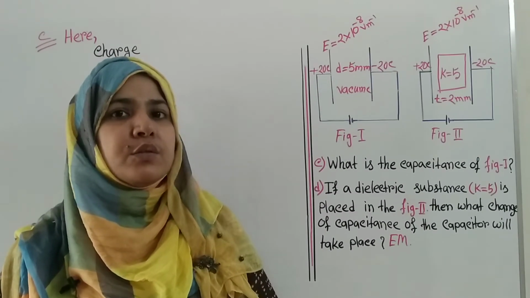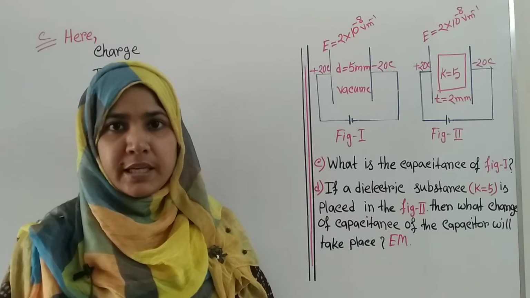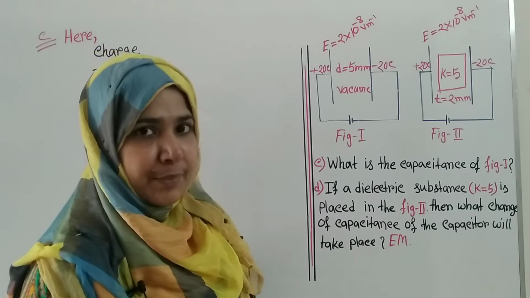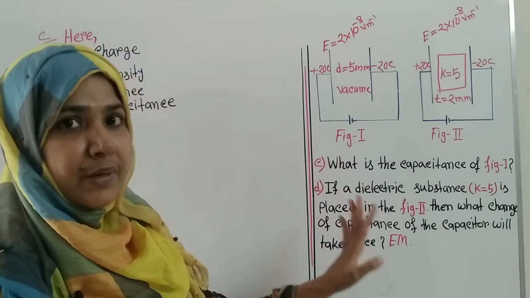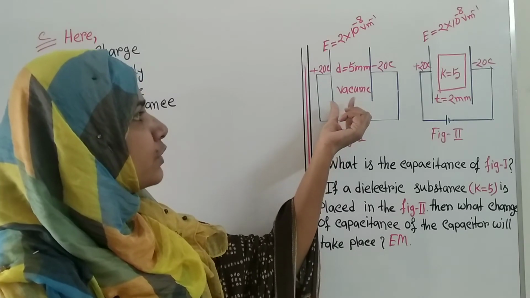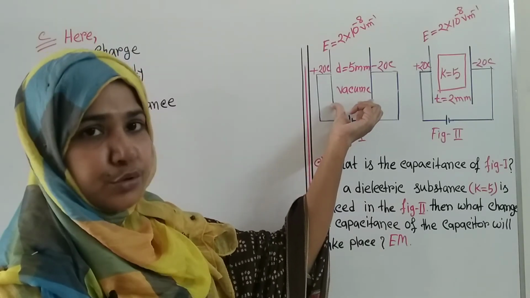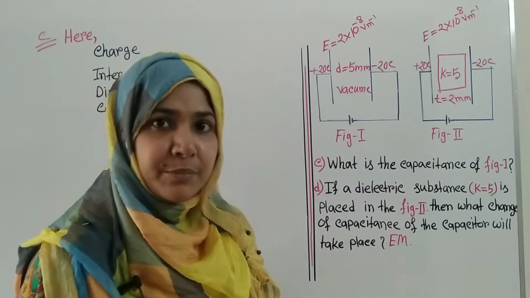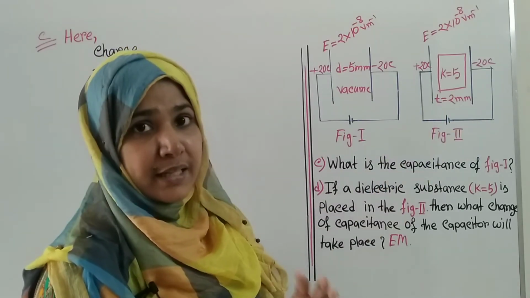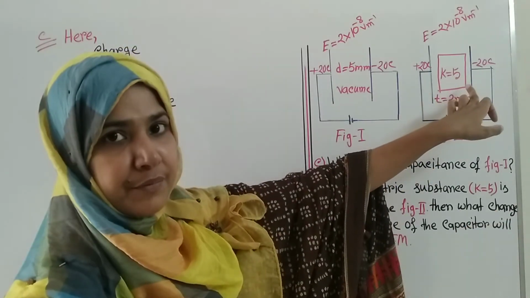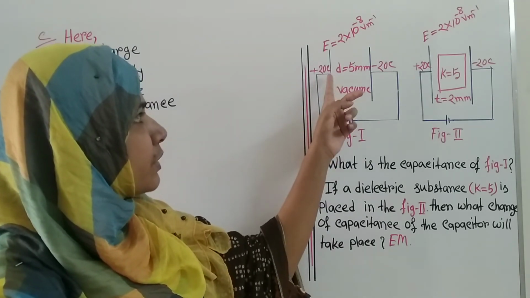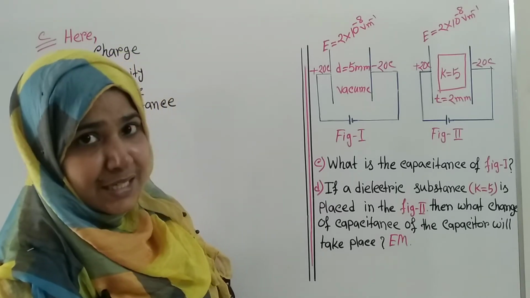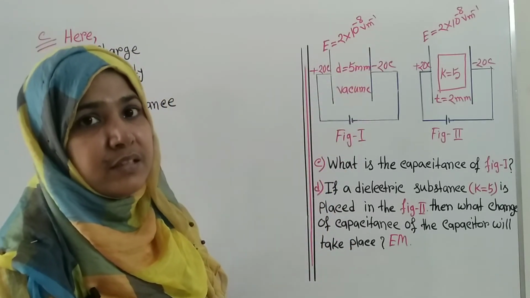Students, now I am going to solve a creative question. Here you can see that in the question two capacitors are given. The first is a parallel plate capacitor, and in the first capacitor the medium between the two parallel plates is vacuum, and in the second capacitor a dielectric medium is placed between the two plates, and the dielectric constant is 5. Now in figure 1, the distance between the two parallel plates is 5 millimeter, and the electric intensity is 2 into 10 to the power 8 volt per meter.